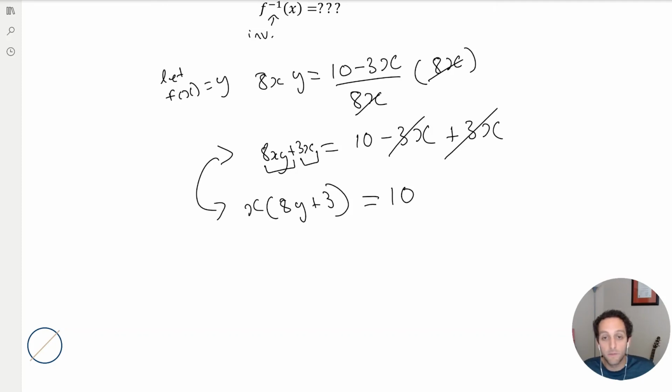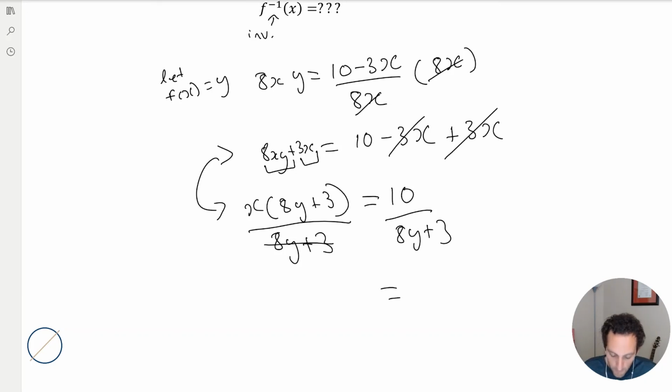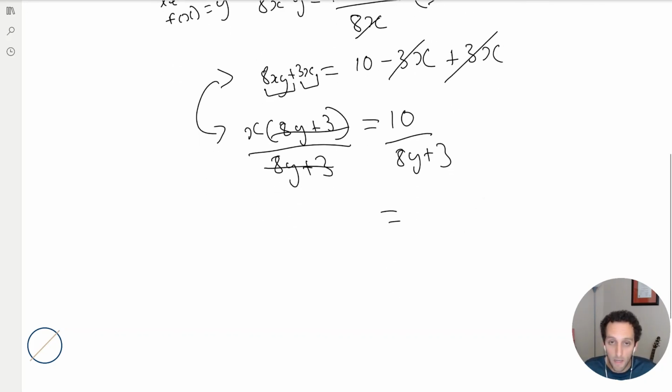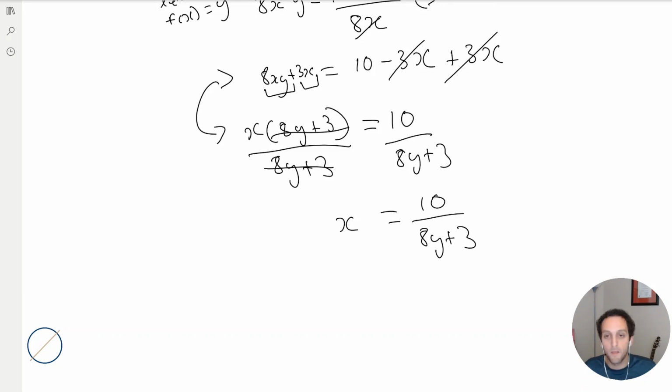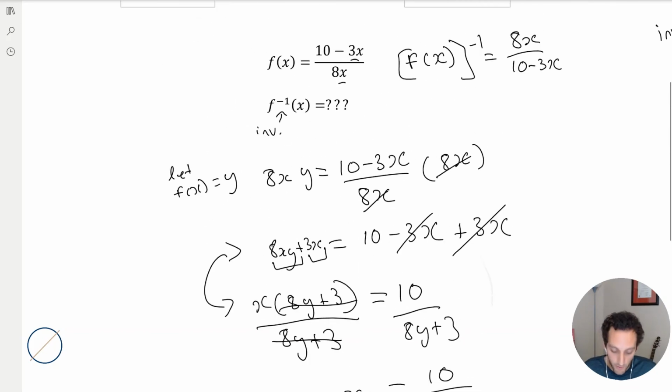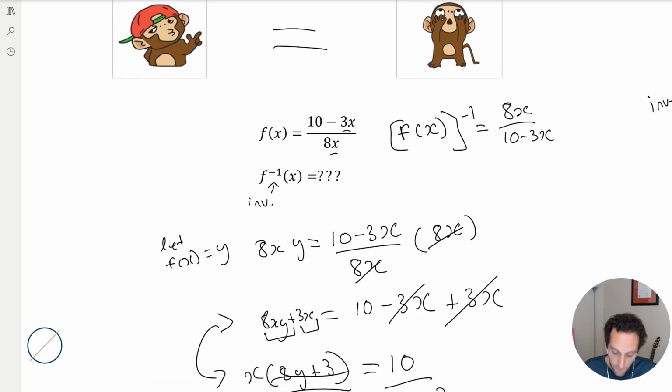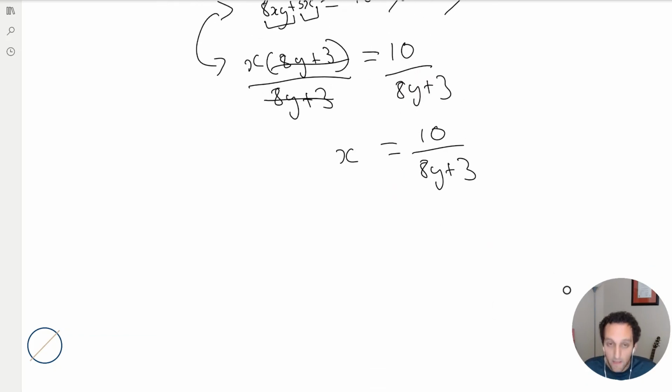So we're at a position where now we could truly isolate for x. And how we're going to do that is dividing both sides by 8y plus 3. These will go to 1. And you're going to be left with x is equal to 10 over 8y plus 3. All right, so we figured out the inverse function. What was the question, though? The question asks us for the inverse function in terms of x. Well, we have an inverse function, but it's in terms of y, right? y is the variable here.